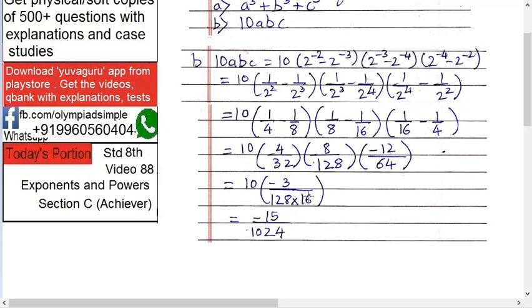It can be solved, remaining not much as such. So 2 5s are 10 and 2 8s are 16, and multiply these two, it becomes minus 15 in the numerator upon 1024 in the denominator. That is the required answer.